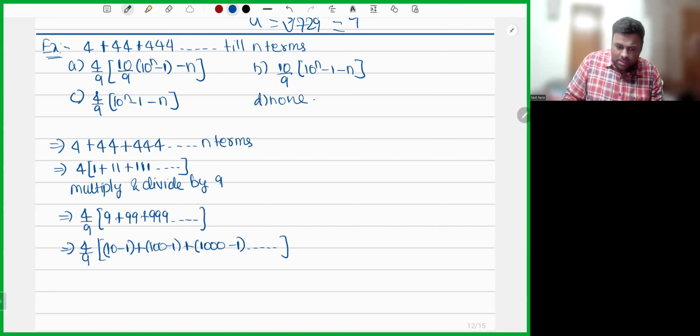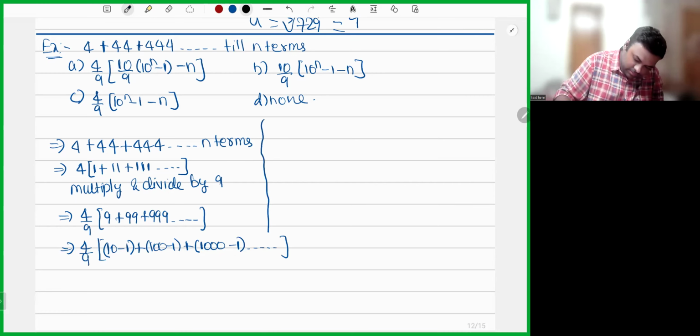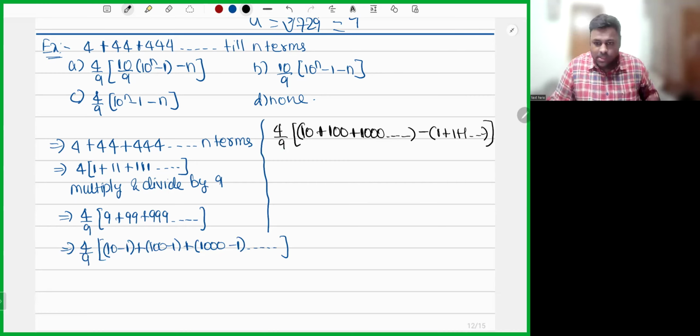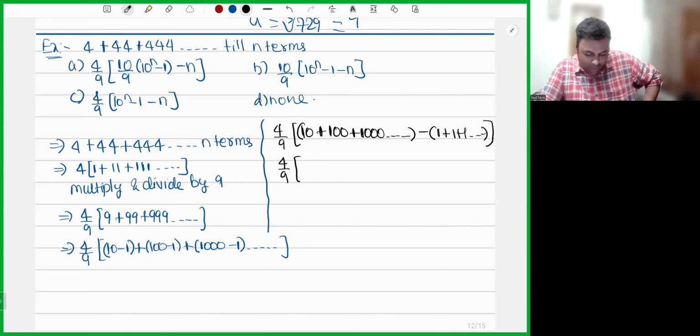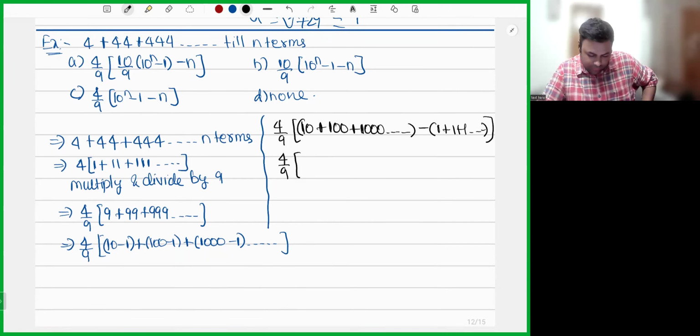Now all the multiples of 10 I'll take to one side, and all the ones I'll take to one side. 4 by 9 into (10 plus 100 plus 1000, and so on) minus (1 plus 1 plus 1, and so on). All the 10 terms I have taken to one side and all the 1 terms to the other side. Let's see what we'll get.